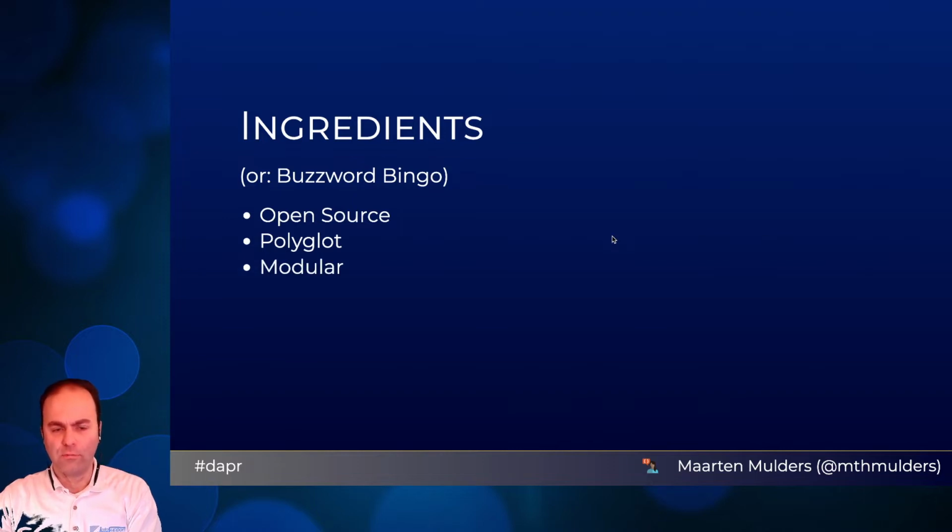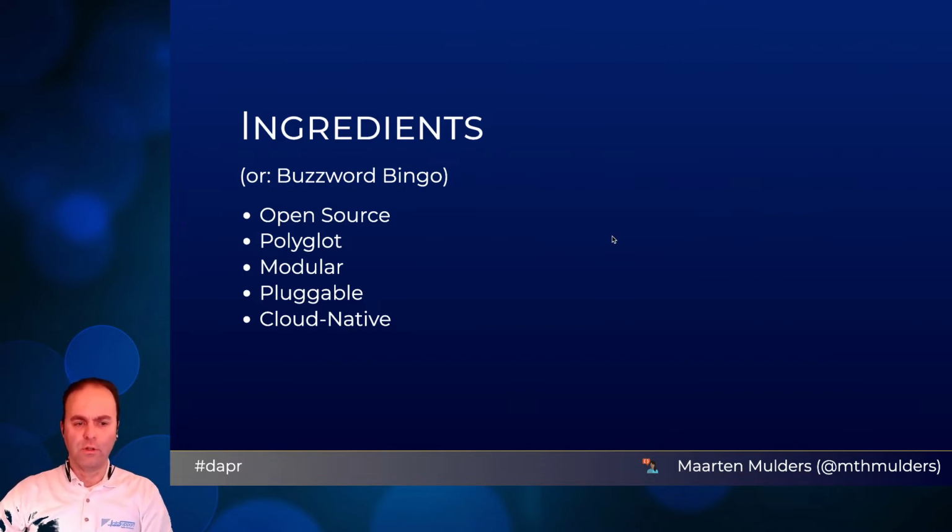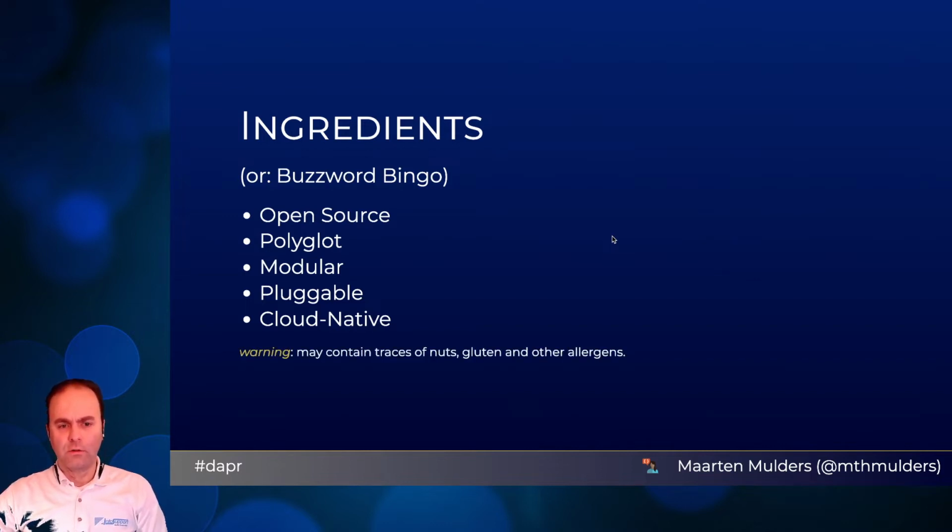Dapr is modular, and we will see a lot of that in this talk. And it's also pluggable, so if there's no module that fits your needs, you can plug in your own. And finally, it's cloud native, meaning it will certainly feel at home if you deploy to some kind of cloud platform. So that's quite a bit of ingredients. Oh, little disclaimer, there may be traces of nuts or gluten and other allergens, but let's hope that they will not bite us today.